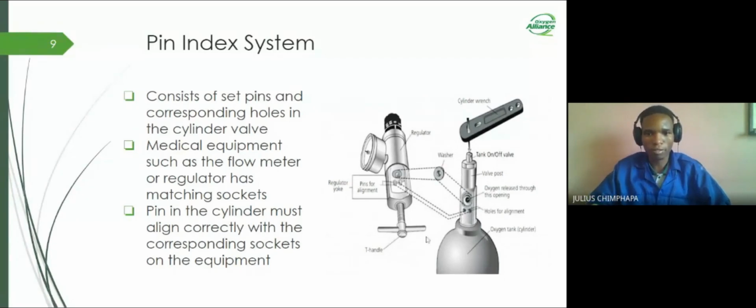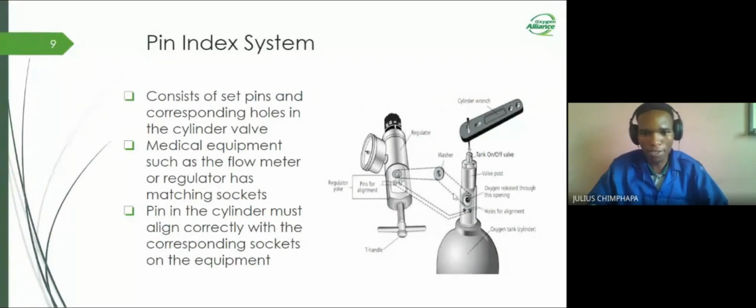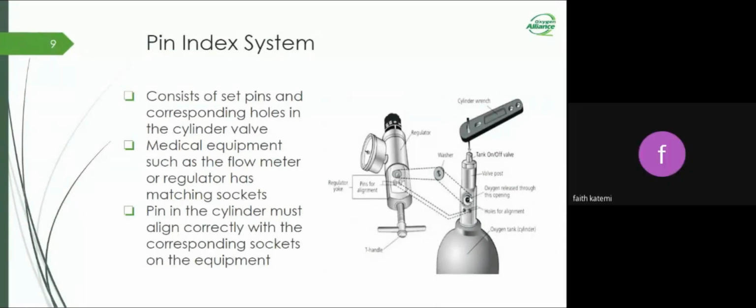So as you can see on the picture, the pins that are on the connector here, which is the regulator, are aligning with the holes available on the oxygen cylinder. And as you can see on the top, there's a hole. This is where oxygen gets out of the cylinder into the regulator.